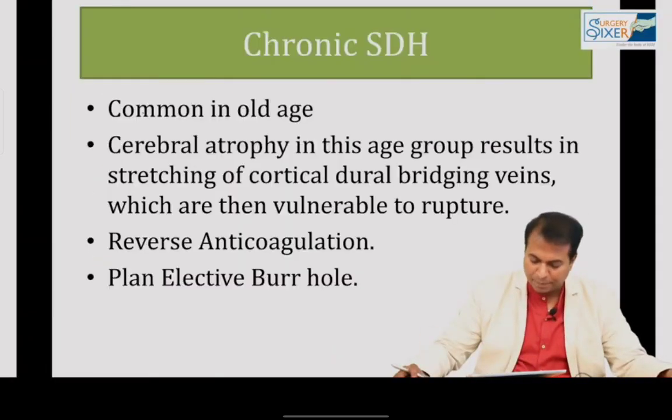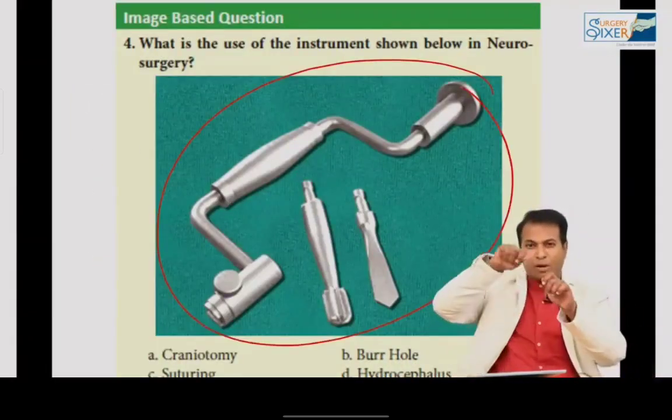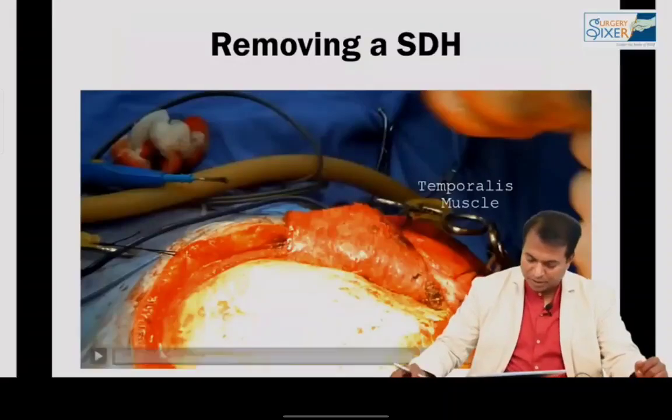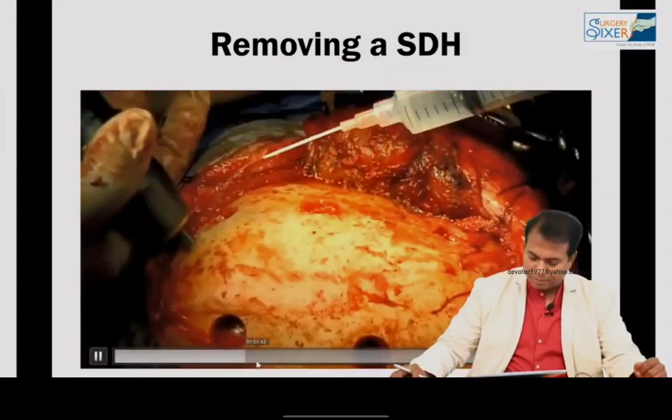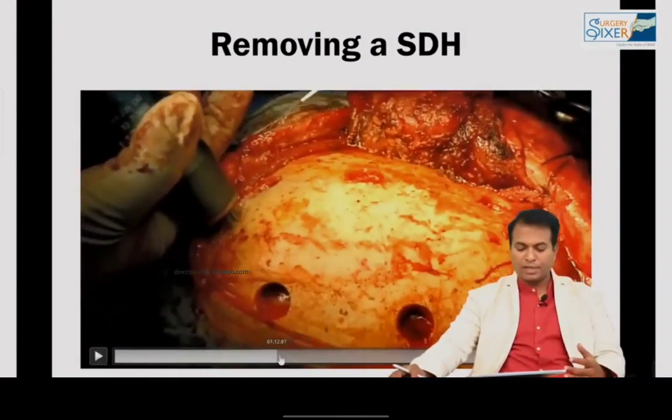Concavo-convex shaped. And this is the instrument used for making a burr hole. You can see the typical instrument, a manual burr hole machine. And you can see one video I'm showing you here, in which SDH is being removed. You can see the skull is getting opened. They are making a burr hole. After making the burr hole, they are going to remove the cranium. You can see the cranium is getting removed.